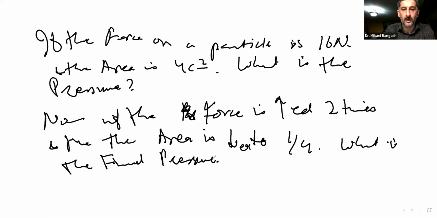Now, this is a 2-in-1 question, okay, girls? What it says is, if a force on a particle is 16 newtons and the area is 4 square centimeters, what is the pressure? Now, the next part says, if the force is increased twice, or 2 times, and the area is decreased to 1/4, what is the final pressure?